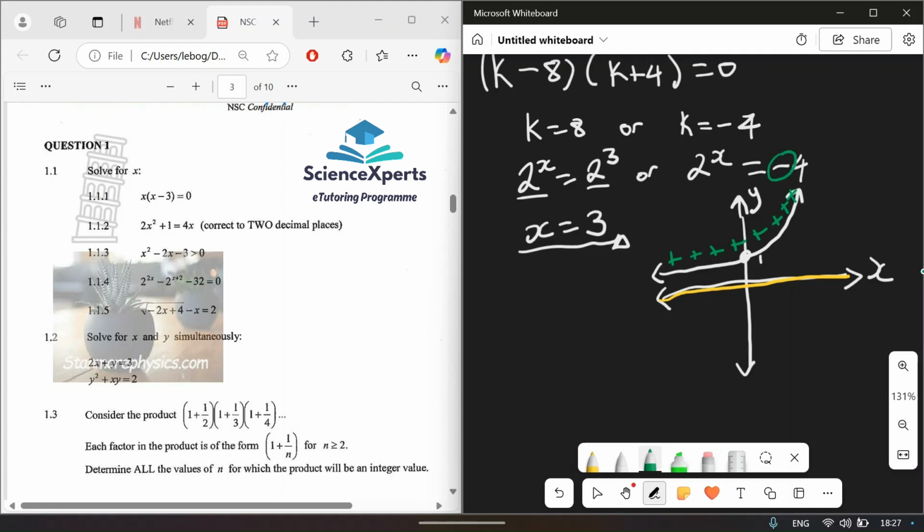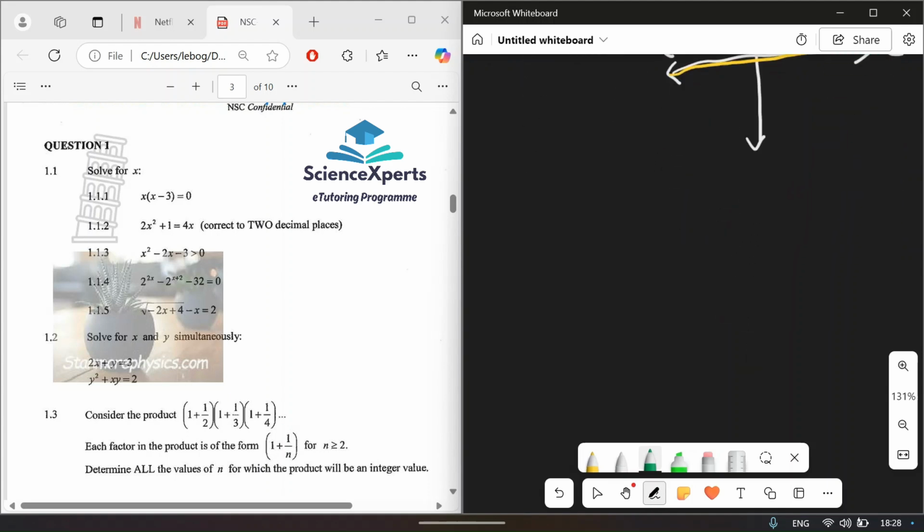Can you see here they equated it to -4? So there is no x value that you can put in here that will give you a negative number. So we can therefore say this one has no solution, right? Because there is no x value that I can put in 2 to the power x that will give me a negative number. So now let's move on to the next question, 1.1.5.